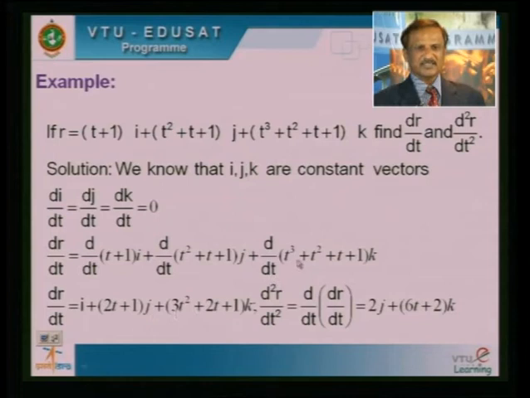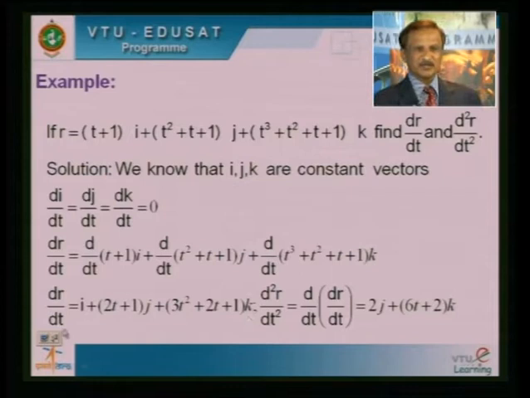Plus 3t square. How do you get 3t square? You can differentiate the third component. In the third component, the first term is t cube. The derivative of t cube is 3t square, and the derivative of t square is 2t. The derivative of t is 1. k is constant, you can keep it as it is. That's why you will get (3t square + 2t + 1) into k.